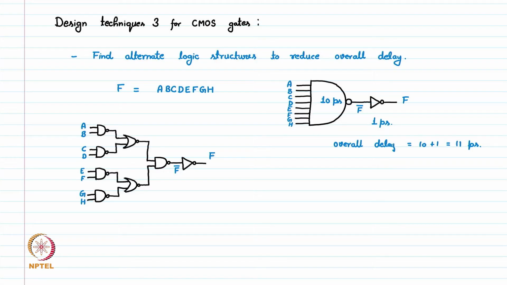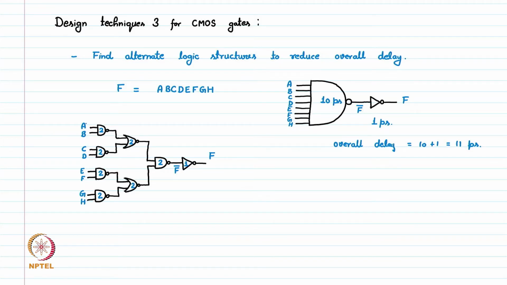So now let's assume that all the two input logic gates have a delay of 2 picosecond, then we can write the overall delay. For example, this is going to produce 2 picosecond delay, this is going to produce 2 picosecond delay, this is 2 picosecond, and the inverter, as we took earlier, is 1 picosecond.